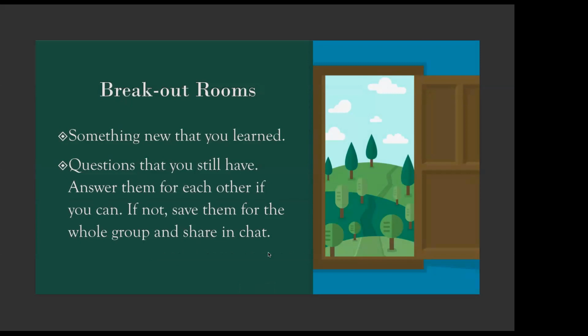Great, so that was a little overview of how to set it up. Now we're going to bring you into breakout rooms. You're going to go into a room with 2 or 3 other people and share with them something new that you learned so far in the webinar, and then discuss any questions that you still have, anything that is stirring around that you don't have an answer to yet, and see if you can answer those questions for each other. If you can't, then jot them down so that you can share them in the chat. We're going to come back after the breakout room and have about 5 minutes of question and answer for the whole group before we move on to the next thing.